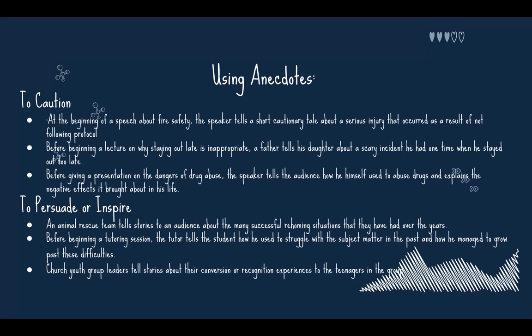So it's a short little story that helps to connect the audience to the subject in more of a kind of personal or human way. So it's using personal examples of things that you've experienced or telling a story about someone else's experience. And some examples of that are on this slide, and I will review them in just a second.